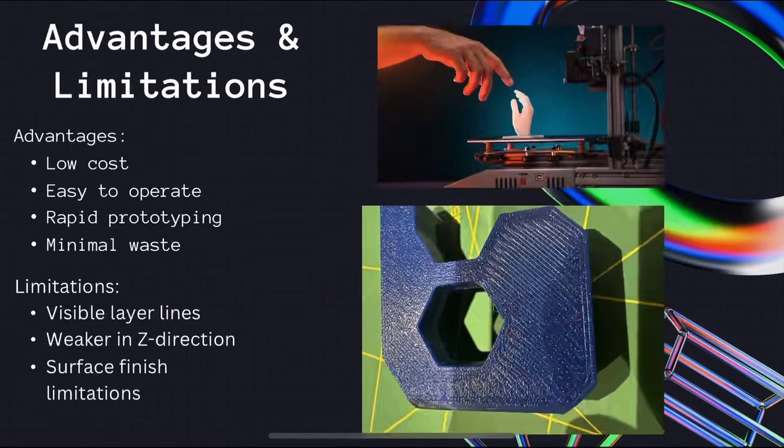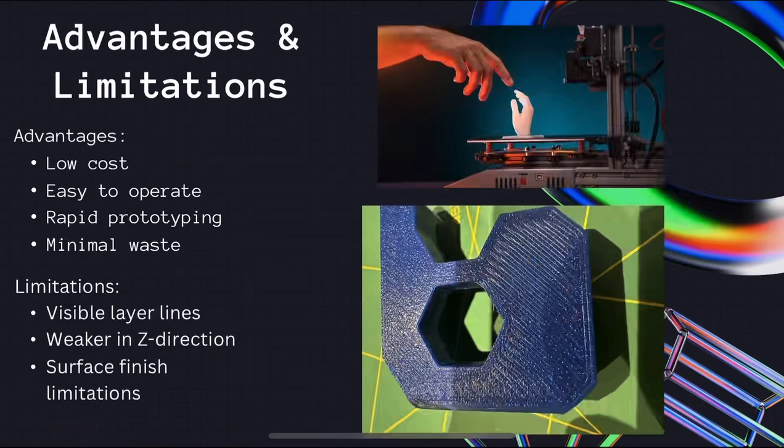Advantages and limitations. FDM has several important advantages. First, it is relatively low cost compared to other 3D printing technologies like SLA or SLS. Second, it is easy to operate and maintain, which makes it popular in schools and universities. Third, it is excellent for rapid prototyping, allowing engineers to quickly test and modify designs. It also produces minimal material waste because material is only added where needed.